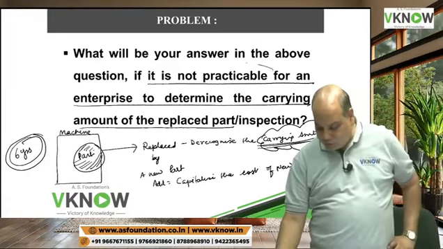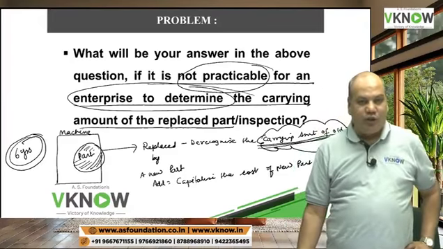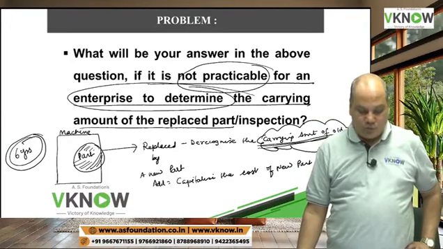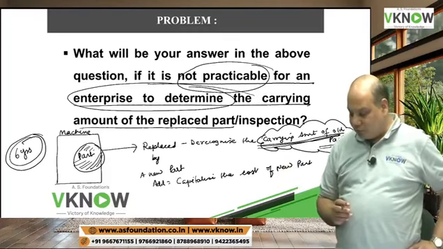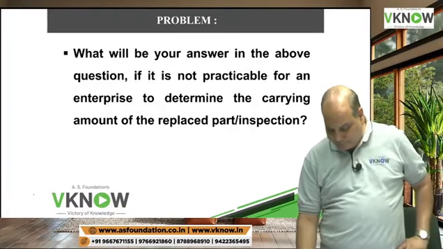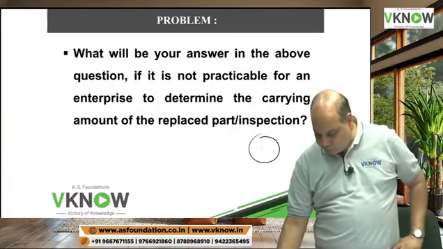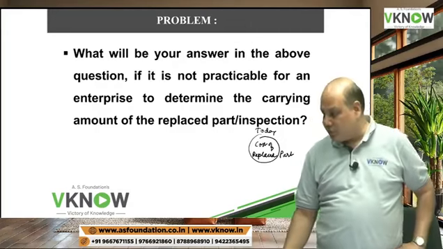The question says it is not practicable for an enterprise to determine. So I can't use guesswork also. How much this tire would have cost us 6 years ago? That is a guesswork. And the standard says guesswork is also not practicable. So what I will do? I will do reverse working. Today I know what is the cost of the replaced part.